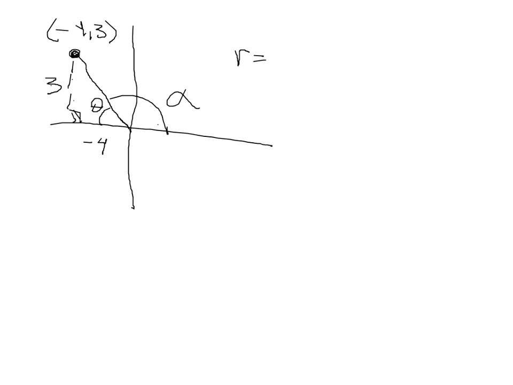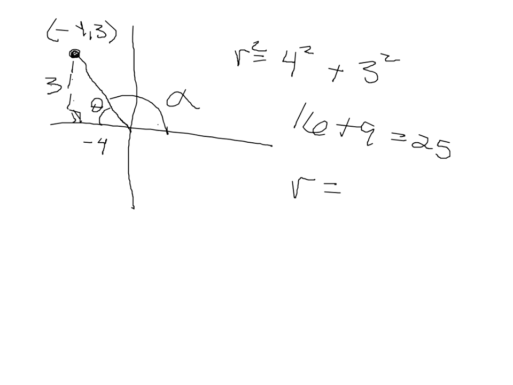So our radius, or hypotenuse, is going to be... Okay, so when I'm finding the hypotenuse, I just ignore the negatives. So I'm going to take 4 squared plus 3 squared. So 16 plus 9 equals 25. And that's r squared, so r is going to be 5. And r is always going to be positive, okay? Always positive, because it's related to distance.